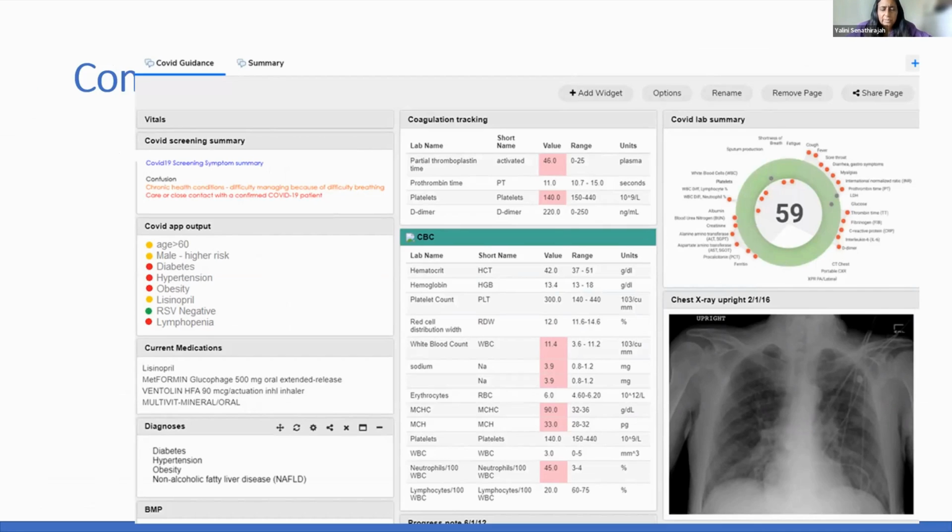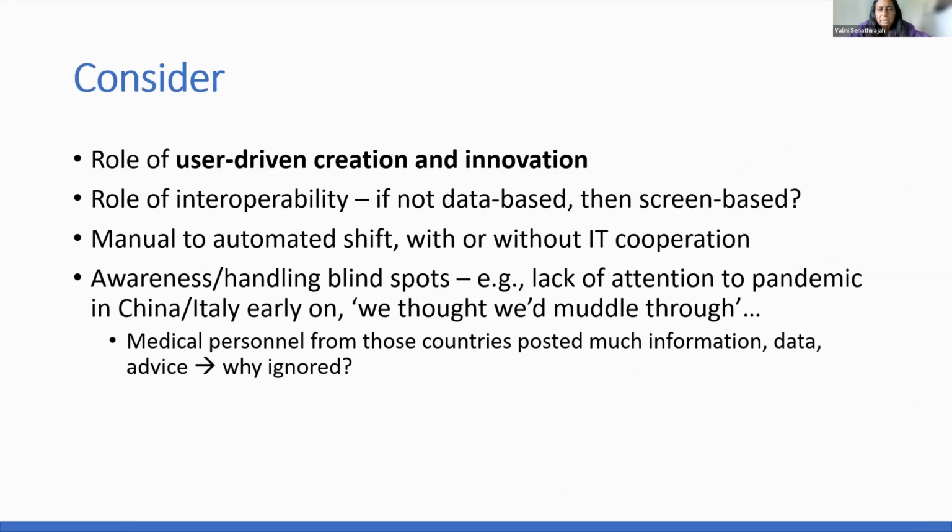So this is an example from a COVID-specific screen for clinical display. And in this system, the end user clinician can drag and drop things and create their own tools. We think it's important to consider how far end users who aren't IT people or informatics people can drive both innovation and creating ordinary visualizations to help with their work.